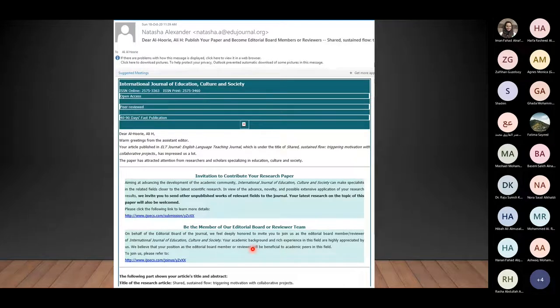So if you receive emails soliciting papers from you, there's a very good chance that these are predatory publishers and they have sent the same email to tens and maybe hundreds of other researchers. So don't let these emails fool you.